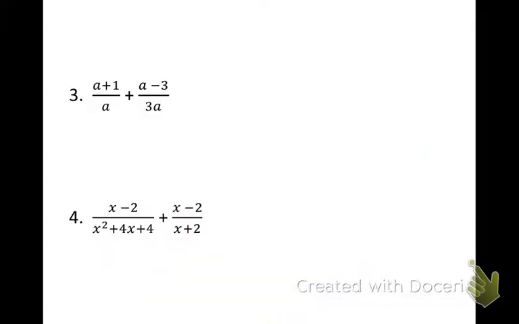So we first have to find that common denominator. So what do a and 3a go into? Well, we're going to need a 3, and we're going to need an a. So the common denominator will be 3a.